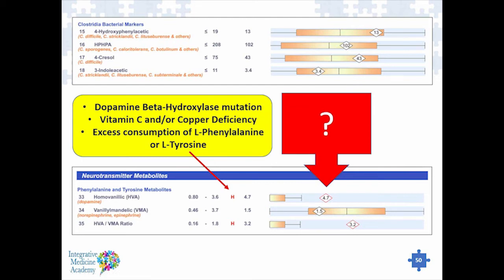You've probably seen this kind of scenario where you look at an organic acid test and our Clostridia markers are normal, but somebody has elevated homovanillic acid. You have to ask the question, what's going on? What are some possibilities? Well, you could have a dopamine beta hydroxylase mutation. Great Plains actually has a test for that now to look for a genetic defect in dopamine beta hydroxylase. You might be dealing with somebody who has a vitamin C or a copper deficiency. It's quite possible that they may just be consuming high amounts of L-phenylalanine or tyrosine as well.